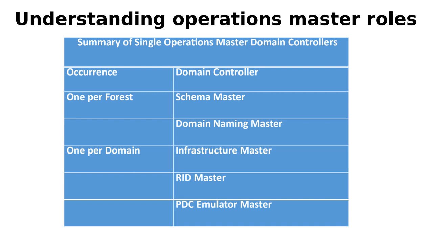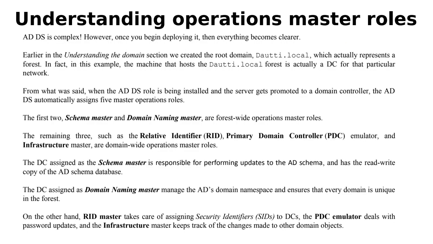Here we have understanding operations master roles, a summary of single operation master domain controllers. The occurrence is per domain controller. One per forest, you will have one schema master. Remember we mentioned that. And you will have a domain naming master. And per domain, you will have an infrastructure master, RID master, and PDC emulator master. This is the summary of this slide.